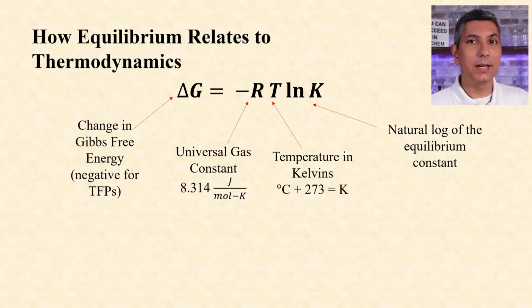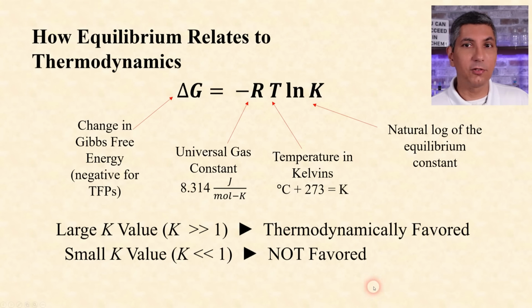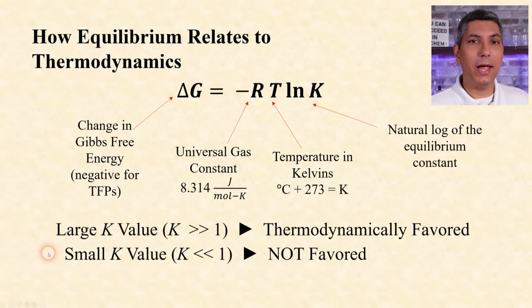Gibbs free energy is related to the equilibrium constant by the equation delta G equals negative R times the Kelvin temperature times the natural log of the equilibrium constant, where R equals 8.314 joules per mole per Kelvin. We're usually given the temperature, so if we know either the delta G or the equilibrium constant, we can calculate the other quite easily. This equation tells us that when a reaction is thermodynamically favored, its delta G is negative, and its equilibrium constant will be a very large number, so we'll have lots of product formed. Likewise, when a reaction is not favored, its equilibrium constant will be a very small number, as in much less than 1, so almost no products will form.